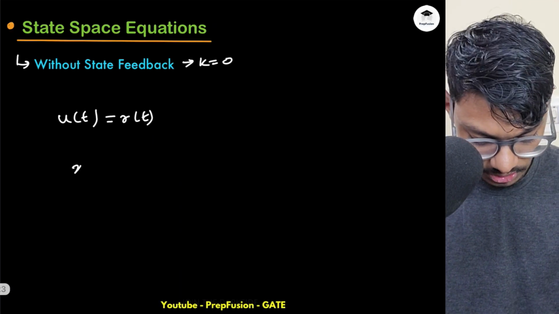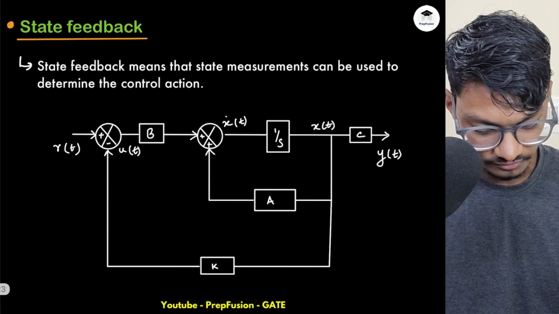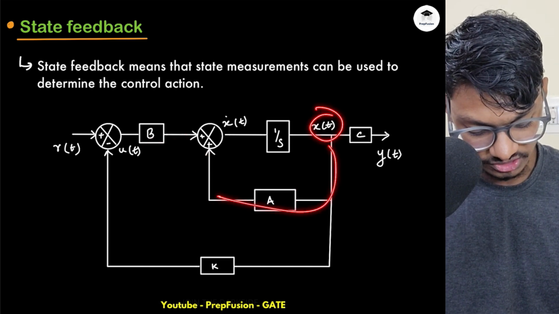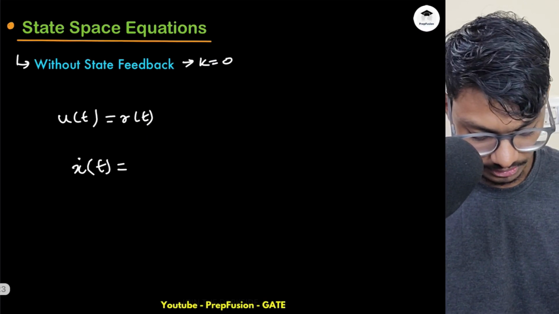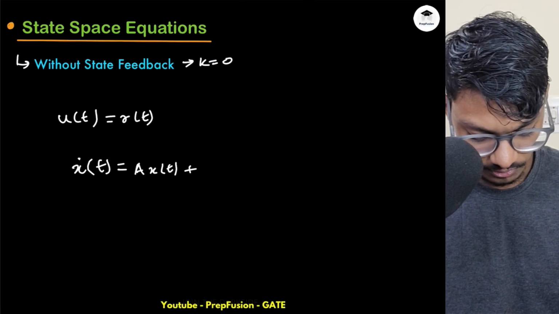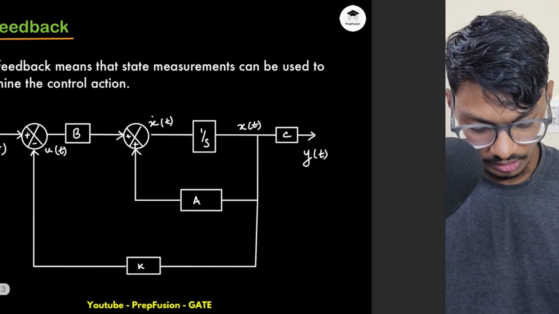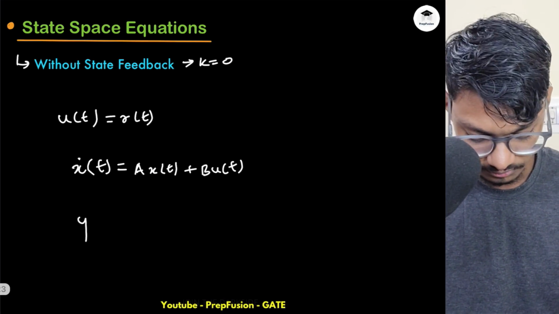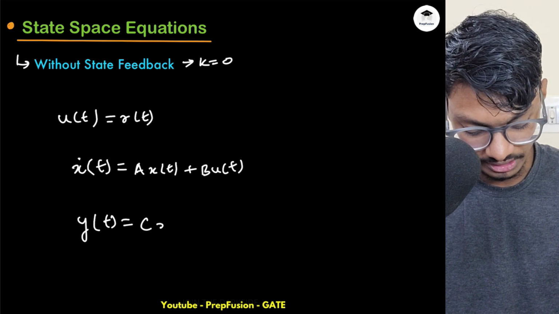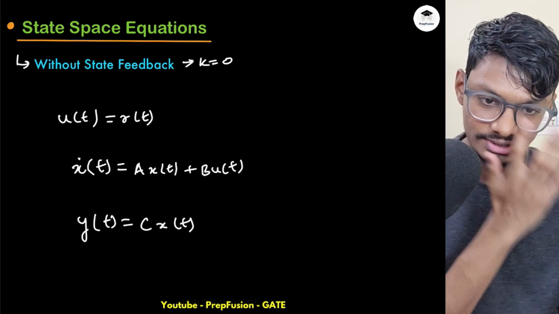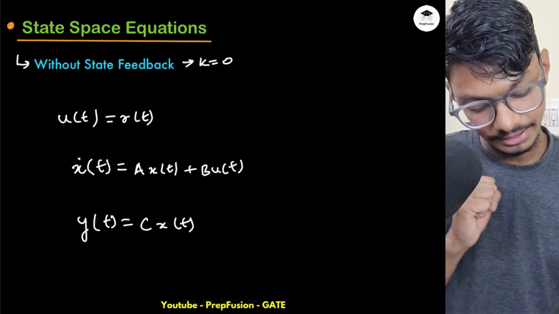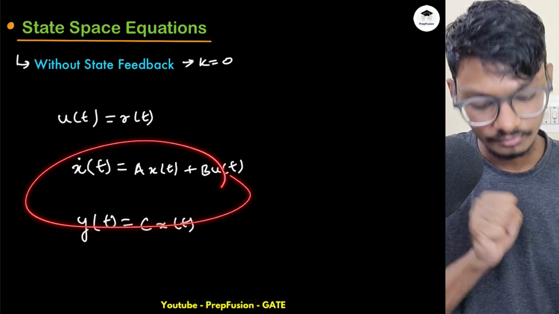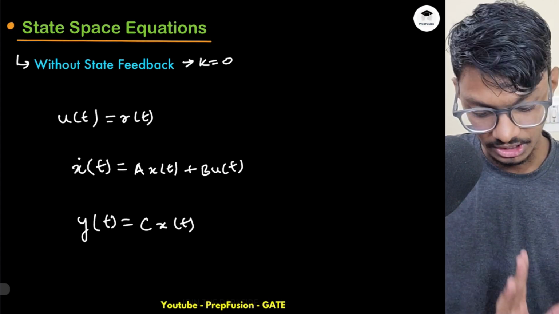And what will be my x dot of t? If you observe very carefully, two things are getting added: A times x of t plus B times u of t. And what is my y of t? Y of t is C times x of t. Obviously we are ignoring the D matrix for now, assuming D is a null matrix. These are the state space equations, the state space representation of a system, and this is the block diagram. We established this. Now this is without feedback.